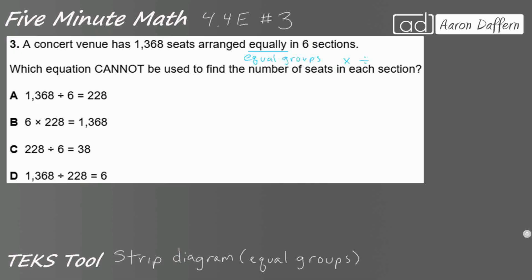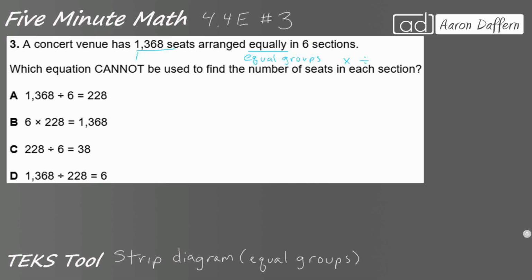We need to find an equation that cannot be used to find something. So 3 of these are going to be correct. Our answer that we need to find is the one that's incorrect. So let's go back and look to see what we have. We have a total. So we've got 1,368 seats. So that is our total.